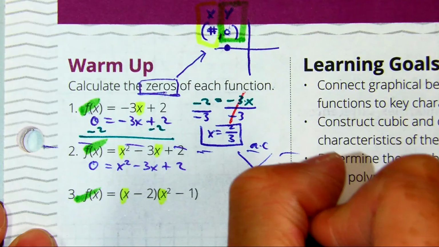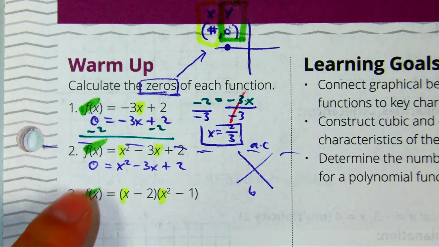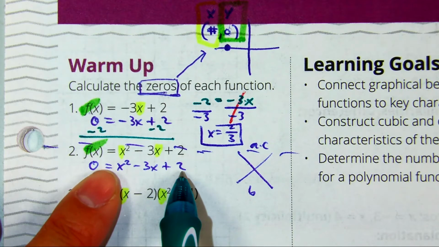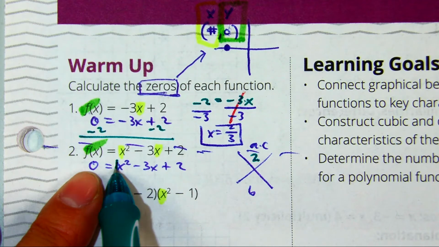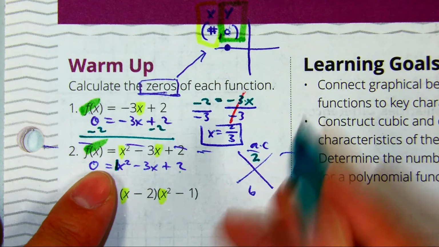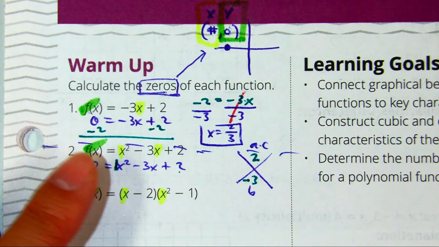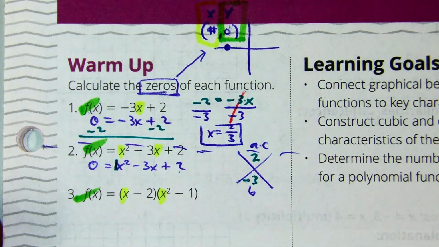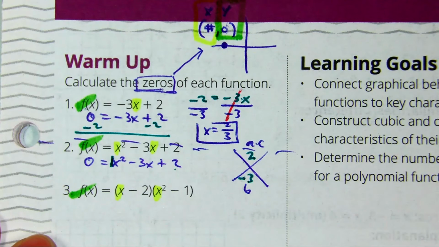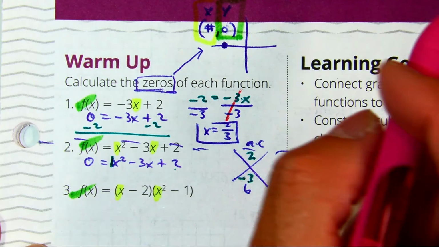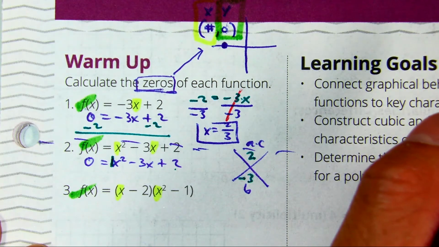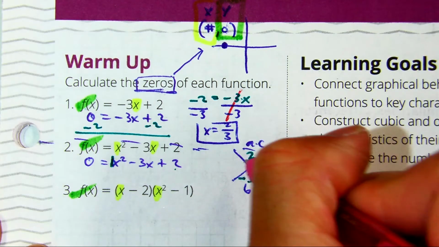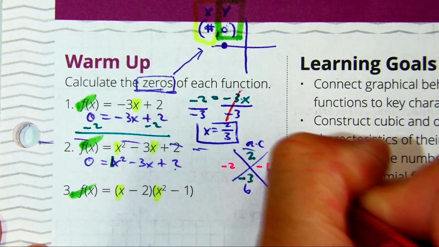A times C, you have the B value. Class, A times C? It's just the numbers in front, so that would be a 1. This is a 2. My B value is negative 3. Partner B, tell partner A the two numbers. Class, are there any two numbers? Negative 2 and negative 1. Raise your hand if you got that.